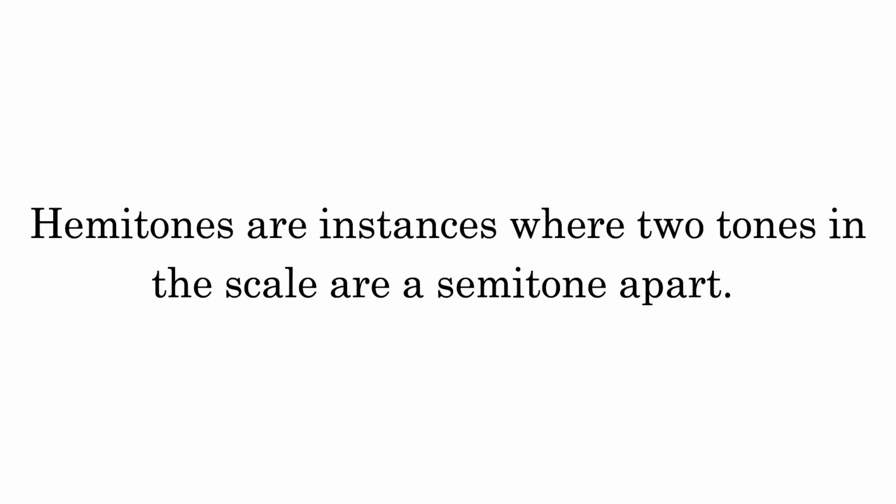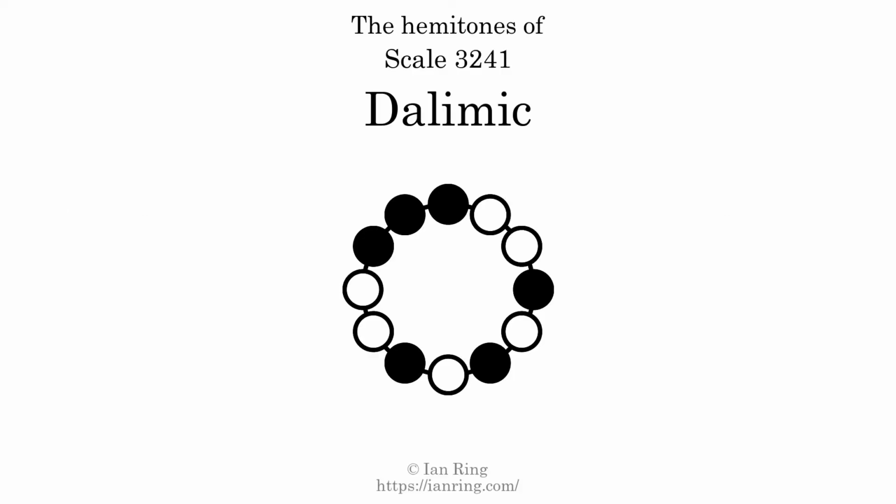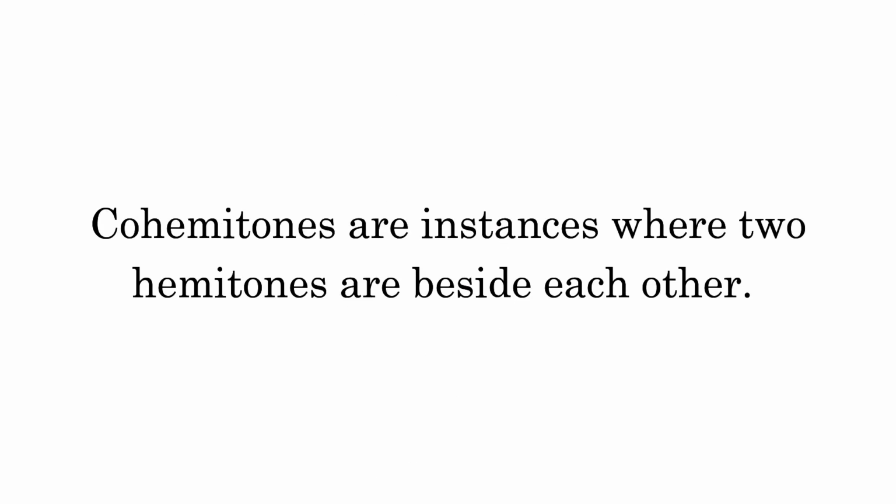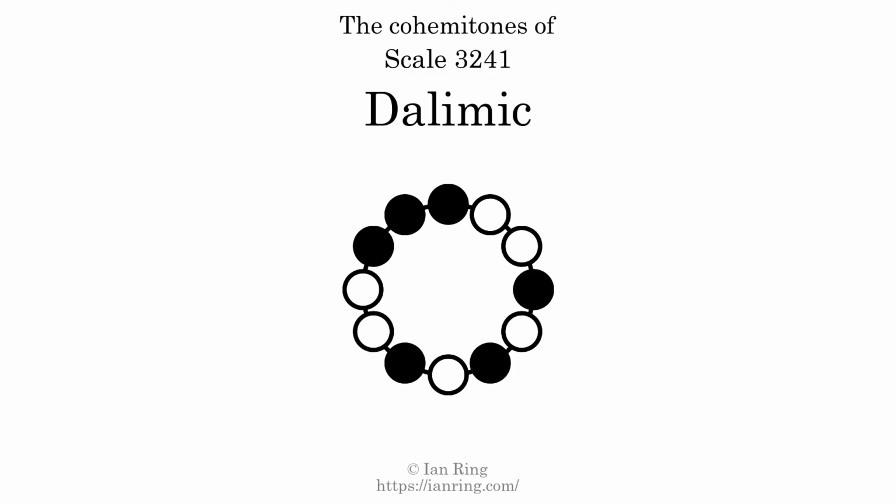Hemitones are instances where 2 tones in the scale are a semitone apart. This scale has 2 hemitones. They are at positions here and here. Cohemitones are instances where 2 hemitones are beside each other. This scale has 1 cohemitone.